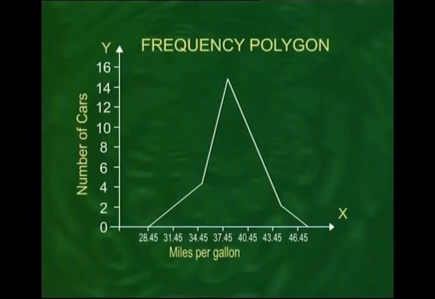All you have to do is plot the frequencies that you have against the x values, which are the midpoints. So as you now see on the screen, our midpoints are 28.45, 31.45, and so on. And the frequencies are 0, 2, 4, and so on. So, plotting these points and joining them by straight line segments, we get the graph that is called the frequency polygon.